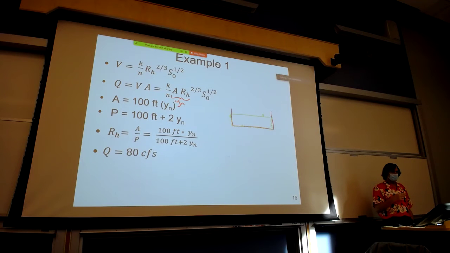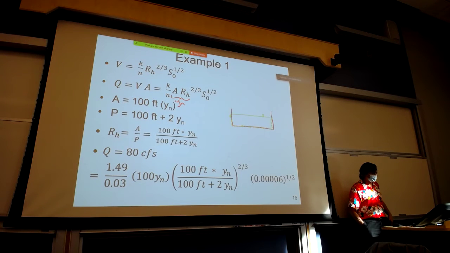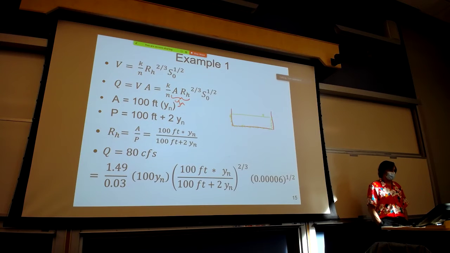And so the discharge is given in the problem, 80 cubic feet per second. And the right-hand side, just substituting in all the numbers, 1.49 feet to the 1/3 per second. Again, very rarely will you see people put dimensions on that 1.49, but they actually exist. Times 0.03, 100 Yn is the area. And then the hydraulic radius is 100 Yn over 100 plus 2 Yn, times the slope to the 1/2 power.